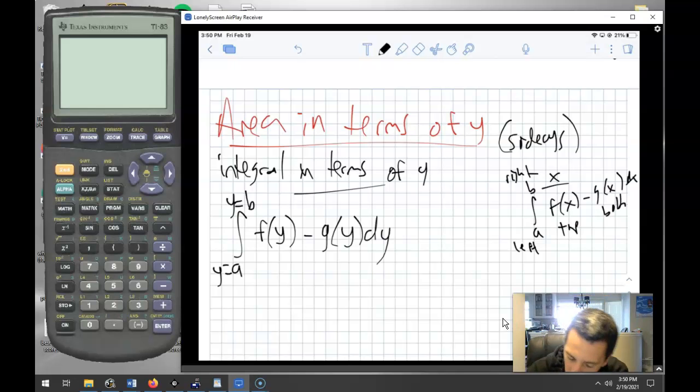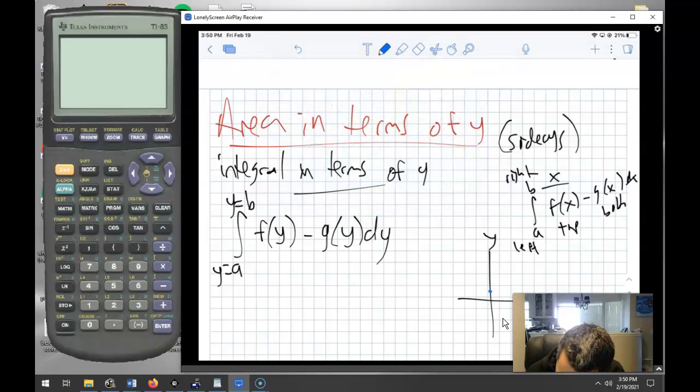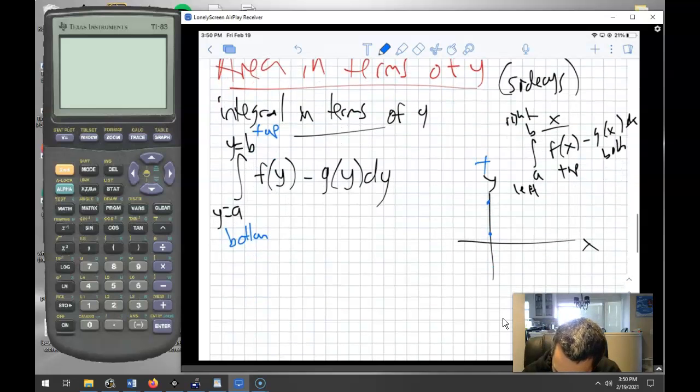Okay, now when we think about this, here's my y and here's my x. This y equals a, we're saying we're integrating from here to here. So we're integrating from some bottom to top. So instead of going left to right, we go bottom to top, which makes sense because in terms of y, the plus is on top, the minus on bottom, just like for x, the right is plus and the more negative is on the left. Okay, and then the f of y minus the g of y.